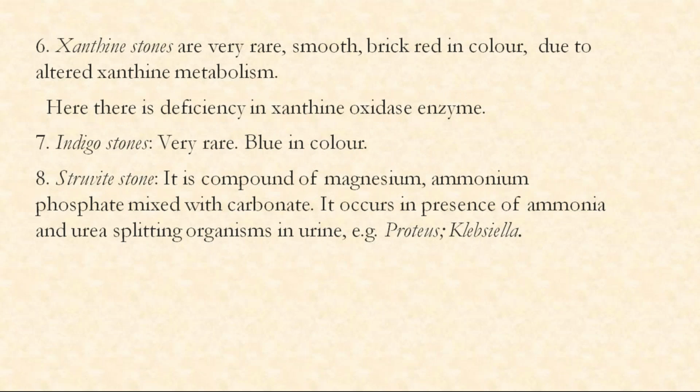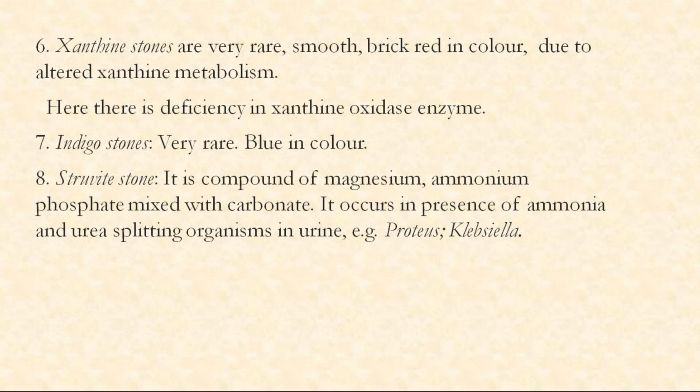Next, xanthine stones. Where do you see xanthine stones? You remember, it is brick red in color. No other stone is colored like this. So xanthines are brick red in color. Oxalate stones are brown in color. Phosphates are white in color. So each stone carries its own specific color.